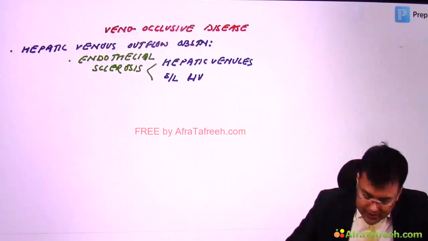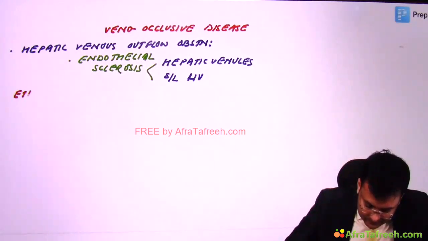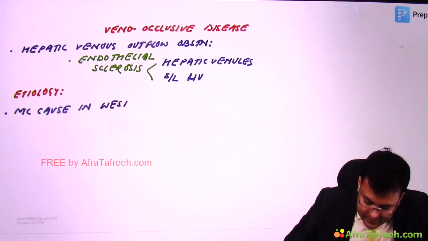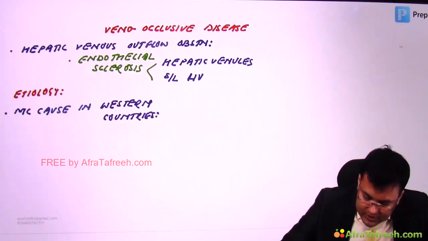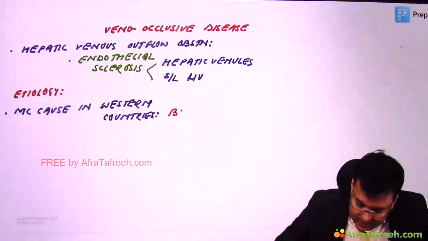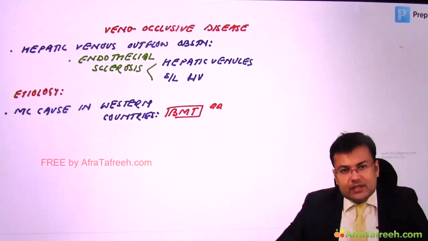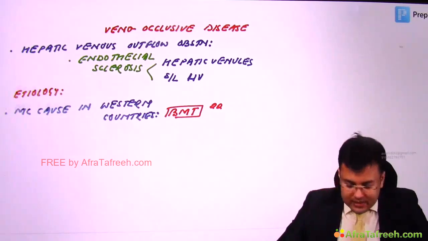So see, what's the etiology? The most common cause in Western countries. This was asked many times. In Western countries, the most common cause is bone marrow transplantation. This was asked many times. Bone marrow transplantation is the most common cause in Western countries.